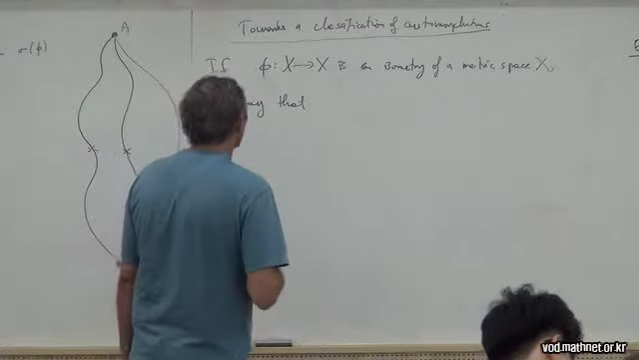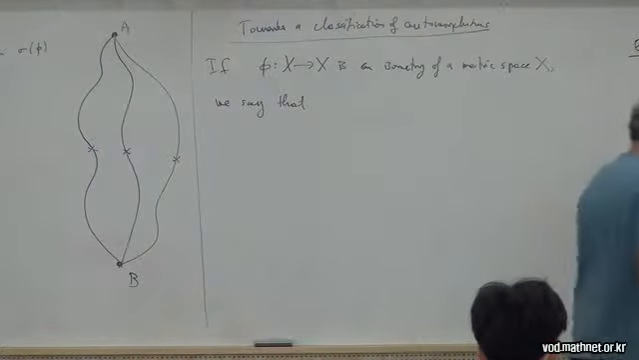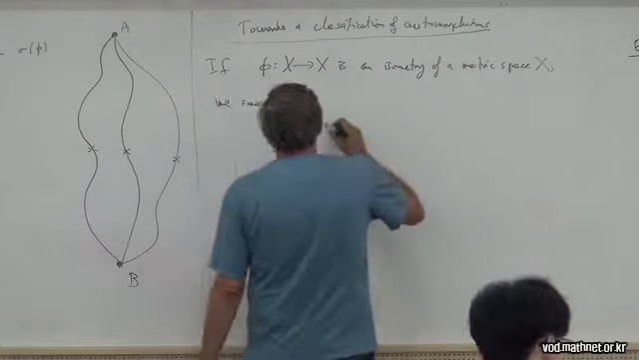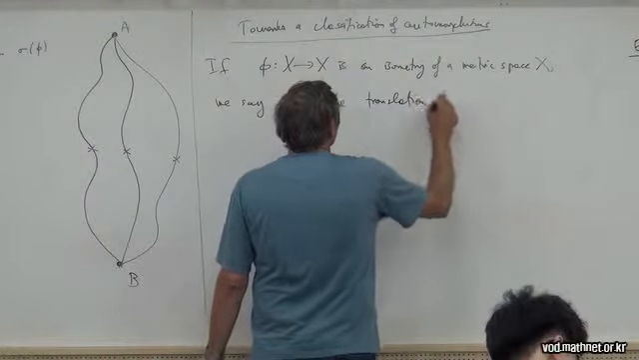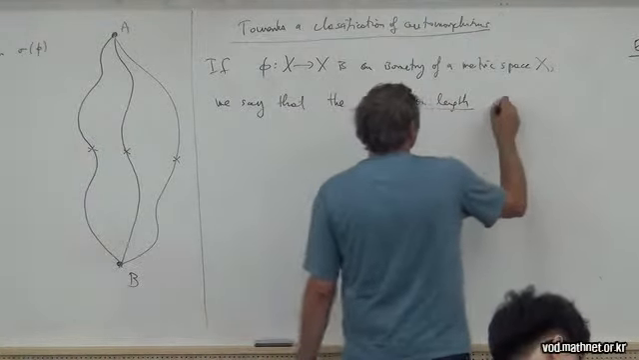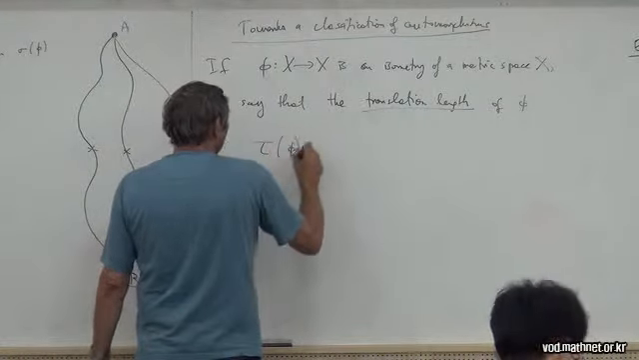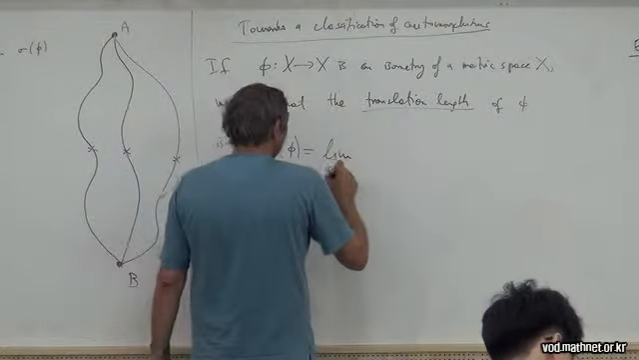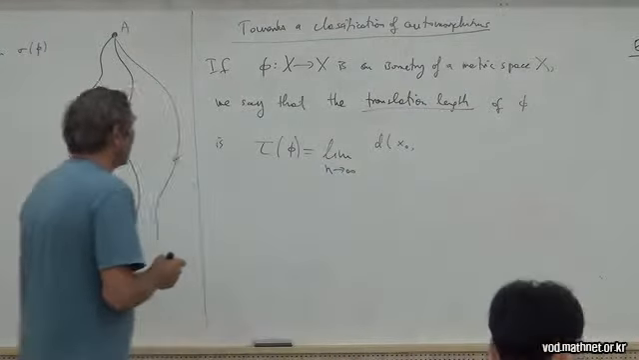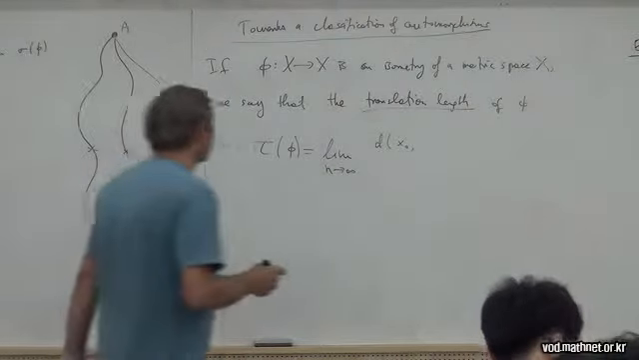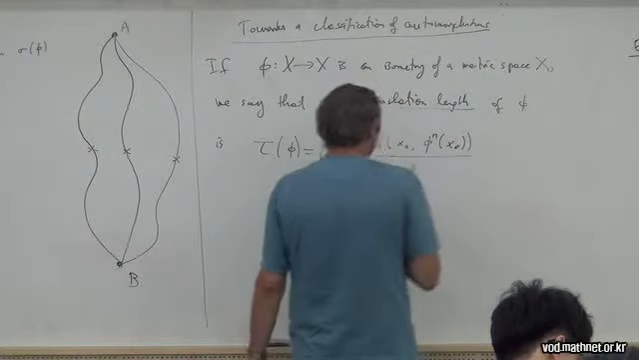Okay, the translation length of phi, tau of phi, is going to be the limit as n goes to infinity of the distance from some x0, a base point, to phi to the n of the base point, divided by n. It turns out this doesn't depend on the choice of the base point.